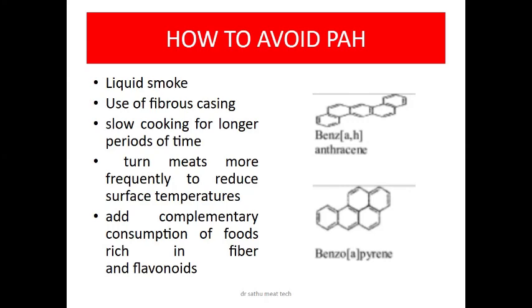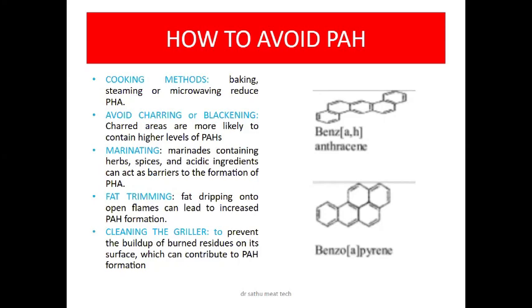Add complementary consumption of foods rich in fibers and flavonoids. Then cooking methods like baking, microwaving, and steaming reduce the polycyclic aromatic hydrocarbons. Avoid charring or blackening. The meat should not become too black in color. The golden brown color is most desirable. Sometimes they make the beef and other things very black. That is not actually good for health because it may contain a high content of polycyclic aromatic hydrocarbons.